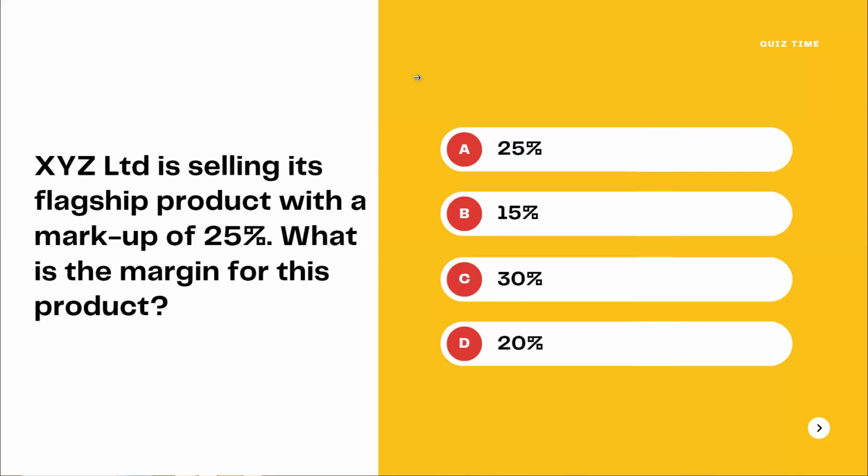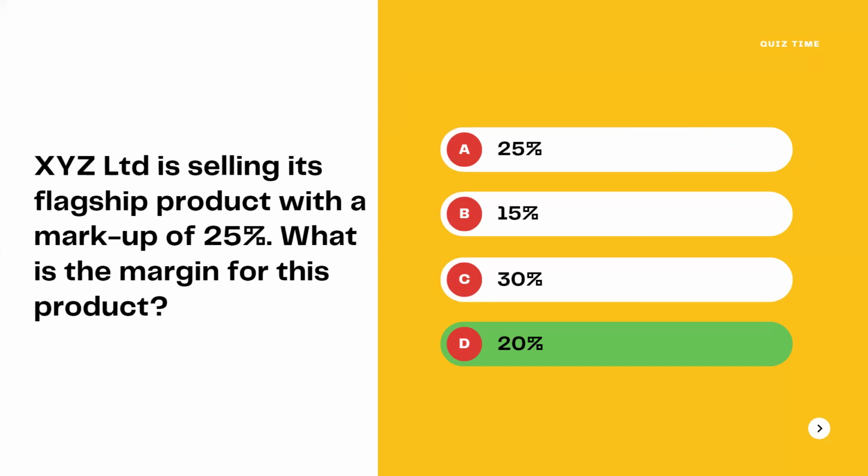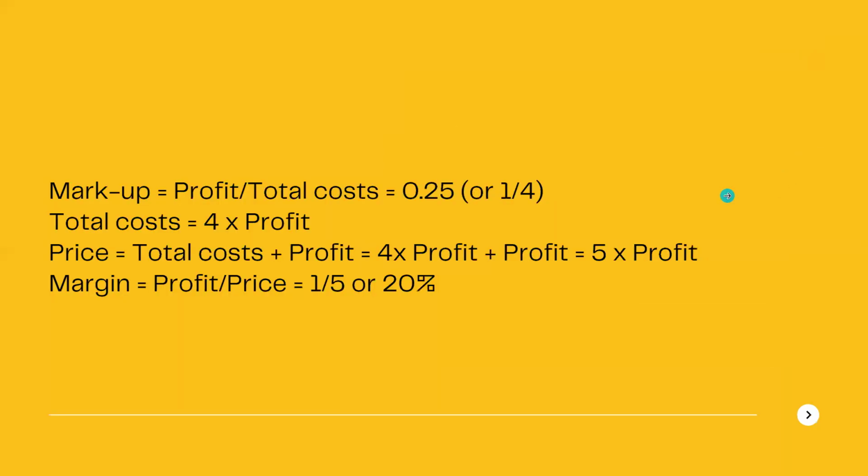Yeah, and we have the markup. Now we need to calculate the margin, how we can do that. Okay, so the correct answer here is D, right? 20%. And congratulations to anyone selecting D. So how can we calculate the margin based on the markup? As you know, the markup is equal to profit divided by the total cost, which, as the question suggests, is 25%, or a quarter. 25% is a quarter. So the total cost, as you can see from this math, is equal to 4 times profit.